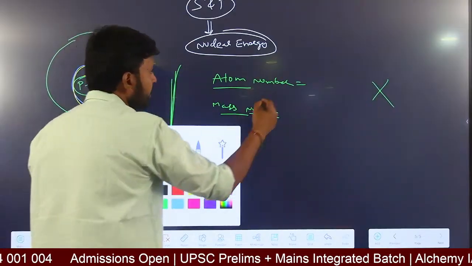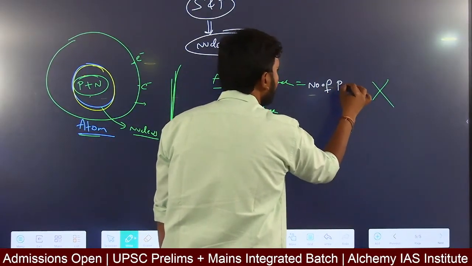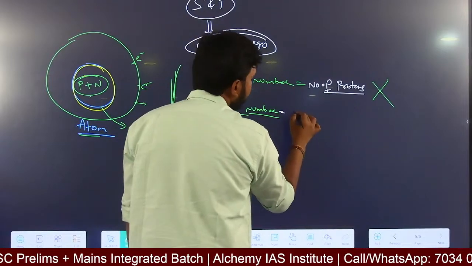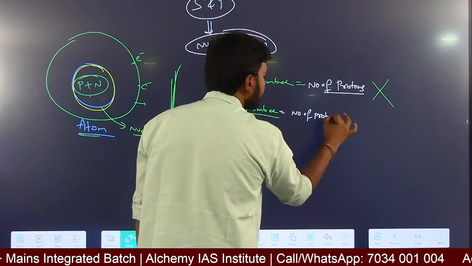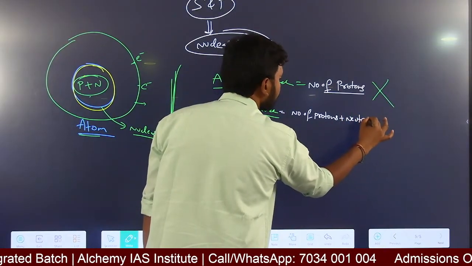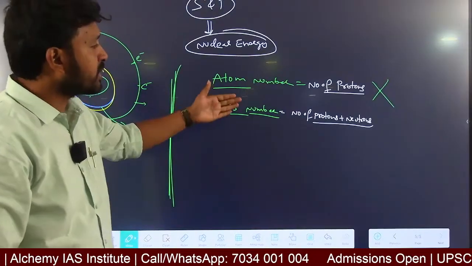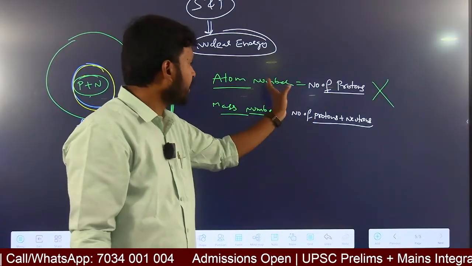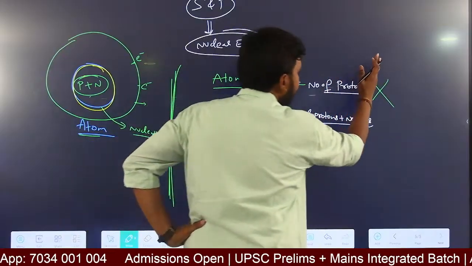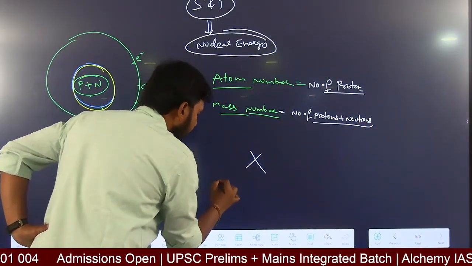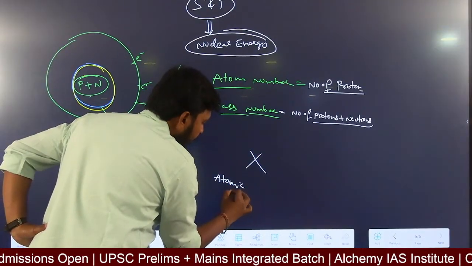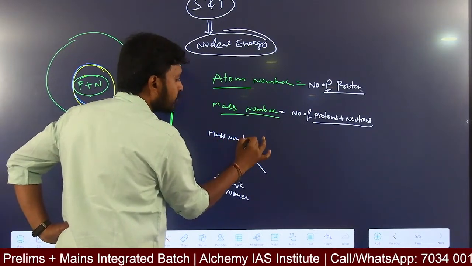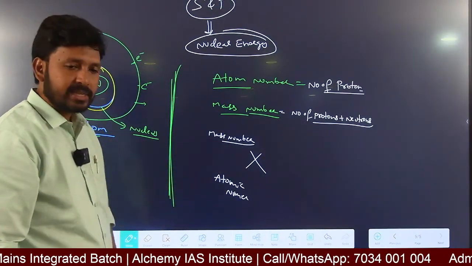Atomic number is nothing but the number of protons. Mass number is the number of protons plus the number of neutrons. The atomic number is only talking about the number of protons. Now let me take any element. Any element will have an atomic number written here and the mass number written here.